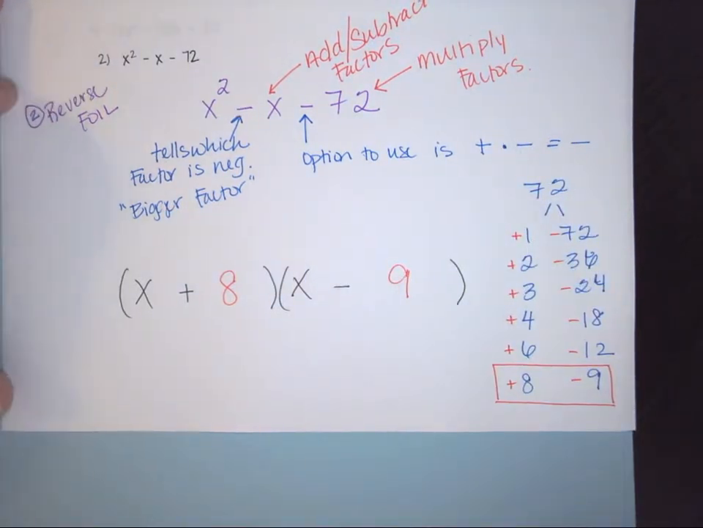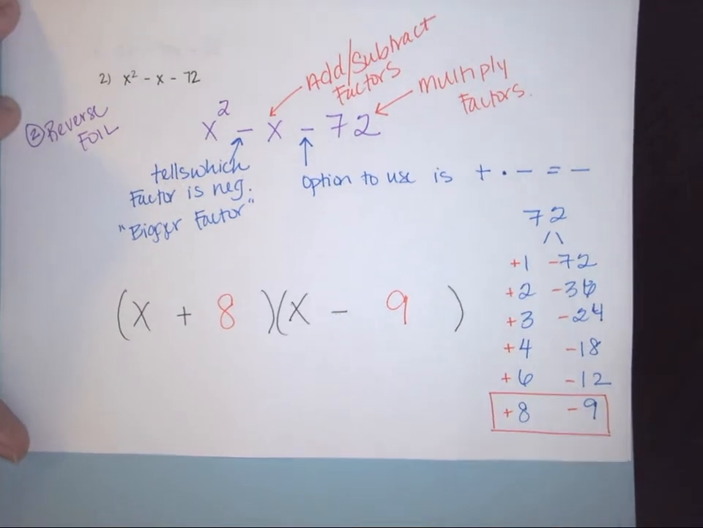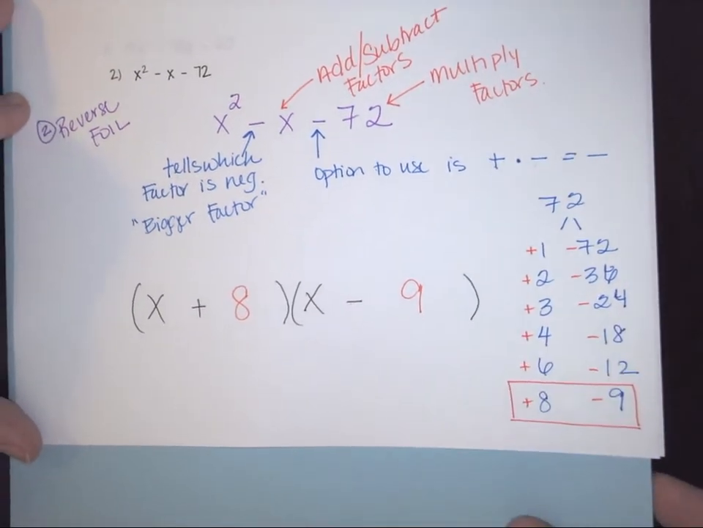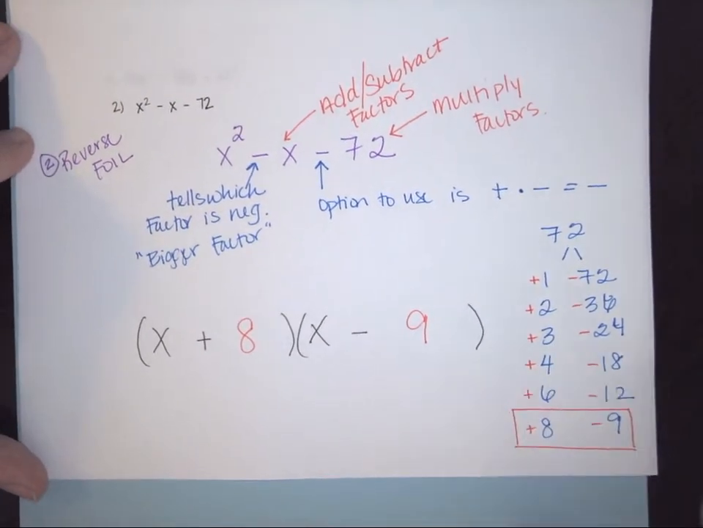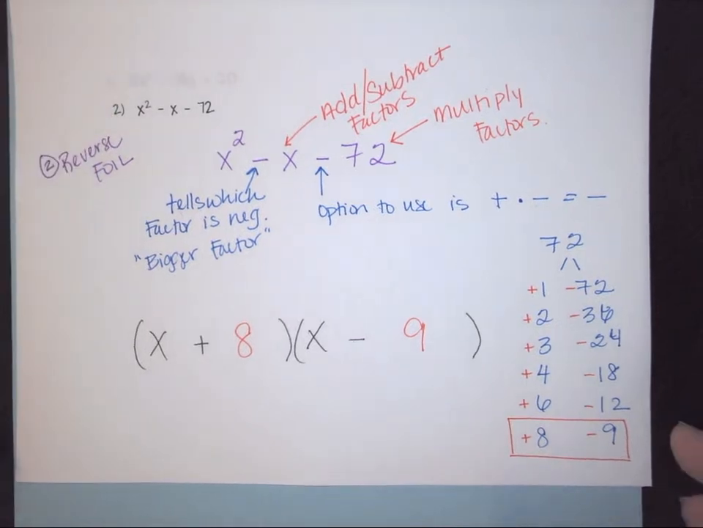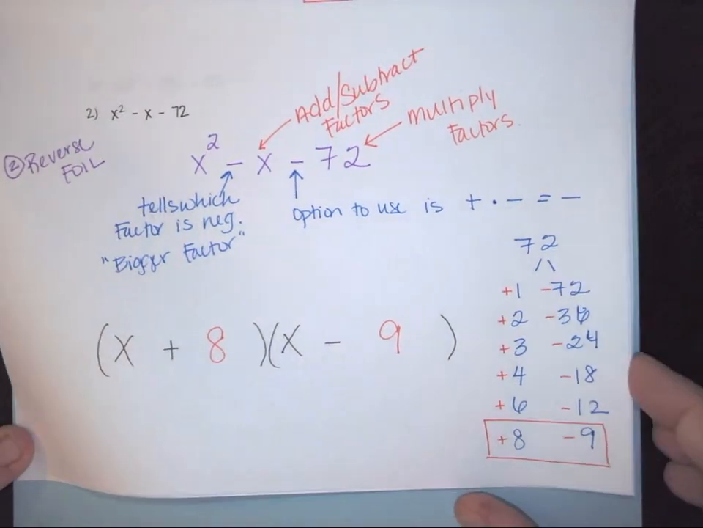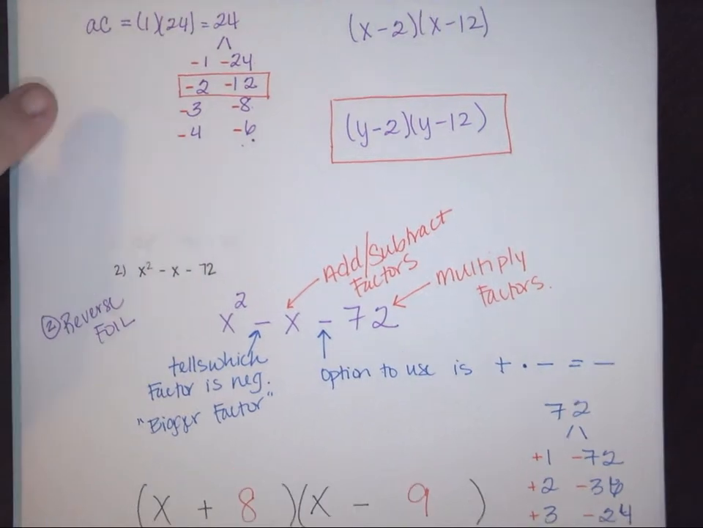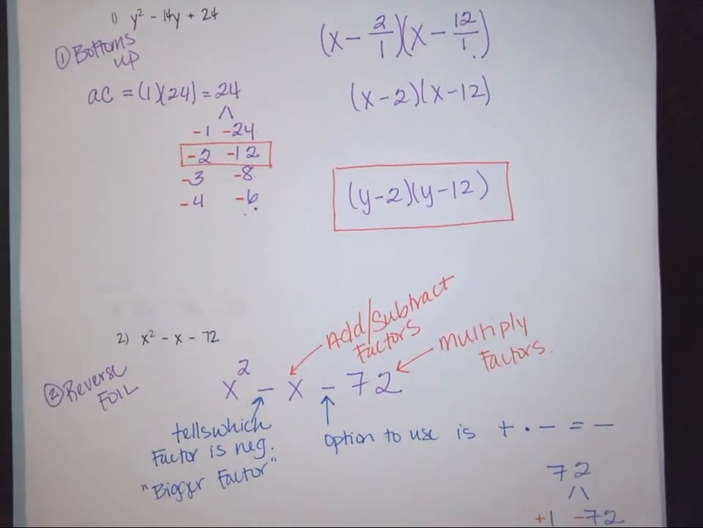Okay, so this is another way that you could attack factoring trinomials. Now, I caution that you only try to use, say, a reverse FOIL type method if the coefficient on your x squared term is 1. If it's larger than 1, then your smarter idea is going to be to use this bottoms up idea.